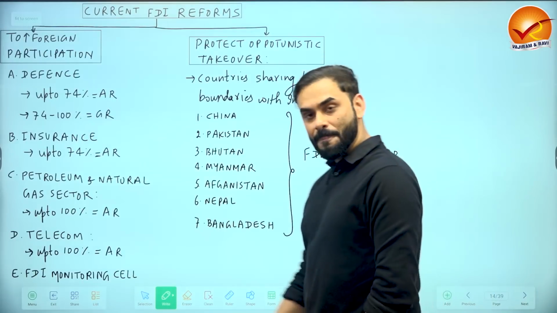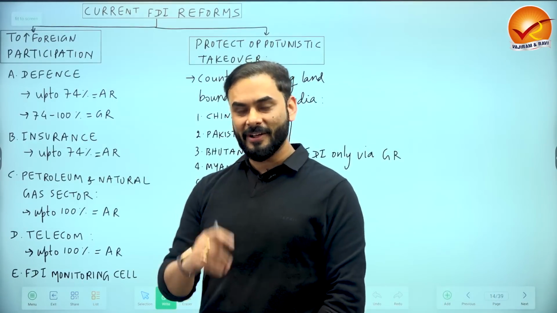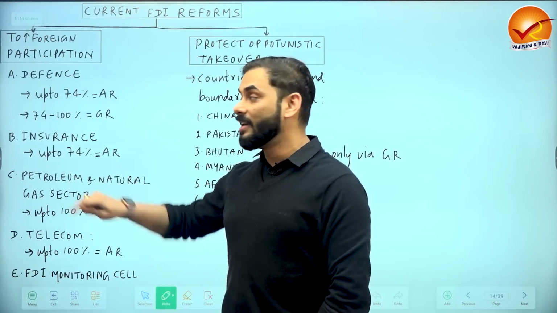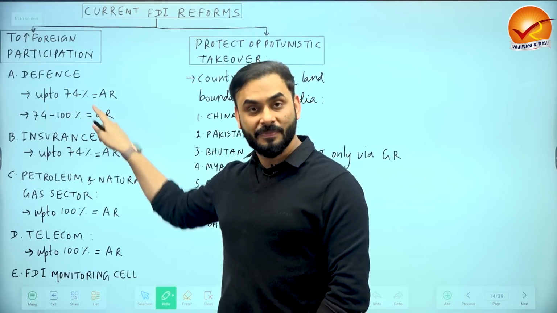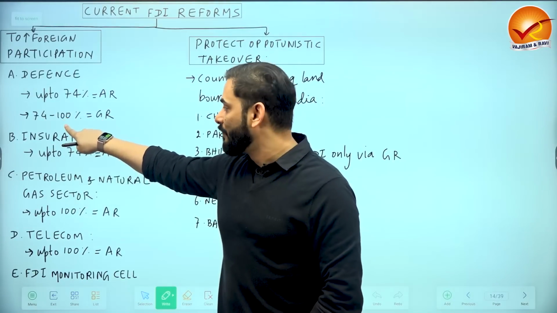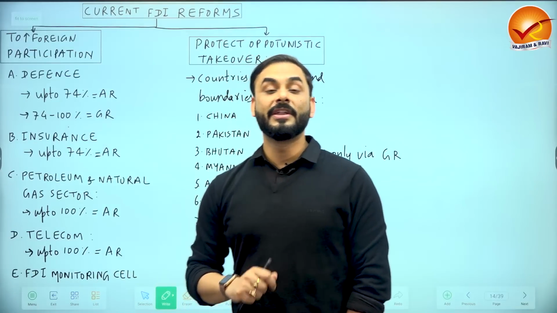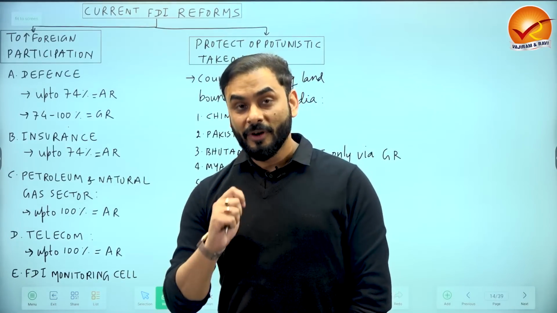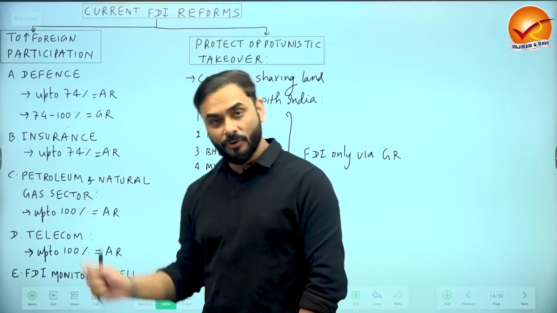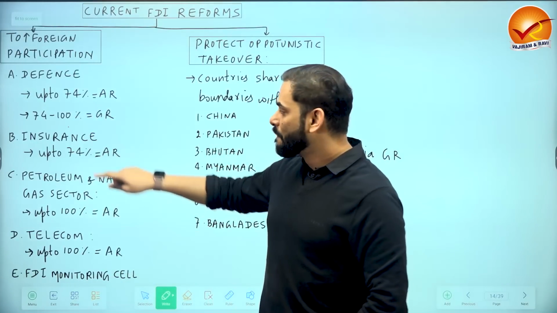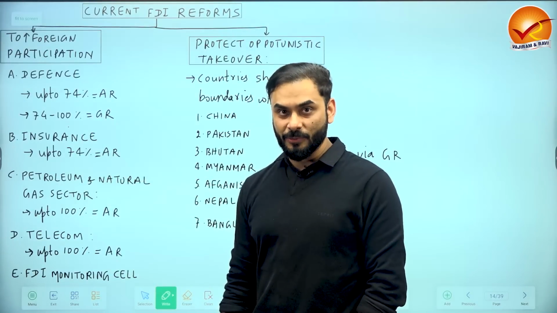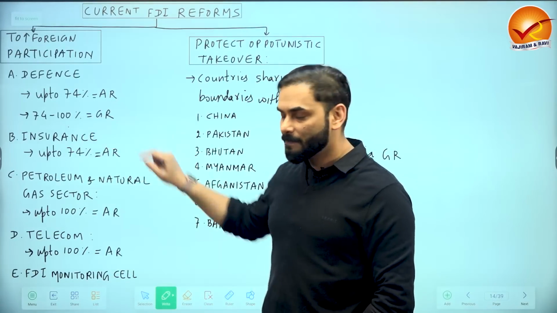So let's see what has happened in the last 1.5 years. In the field of defense, guys, up to 74% foreign direct investment can come through the automatic route. More than 74% can come through the government route. Defense is a strategic sector. So the Government of India says up to 74% foreign direct investment can come through the automatic route, more than that through the government route. In the field of insurance, up to 74% through the automatic route. These are the new reforms which have happened.